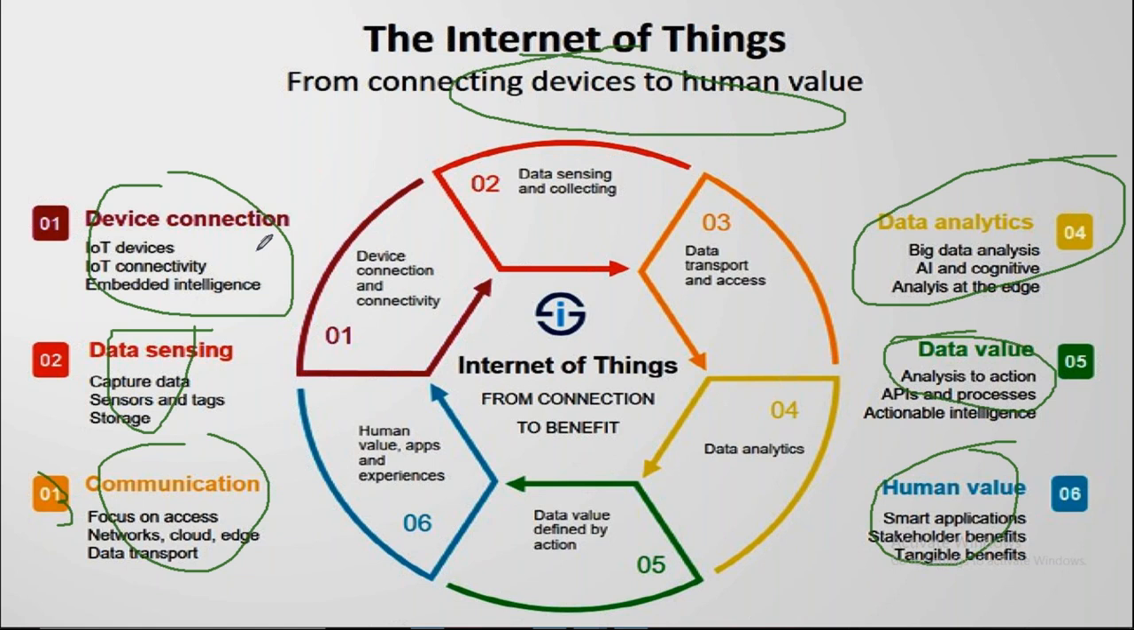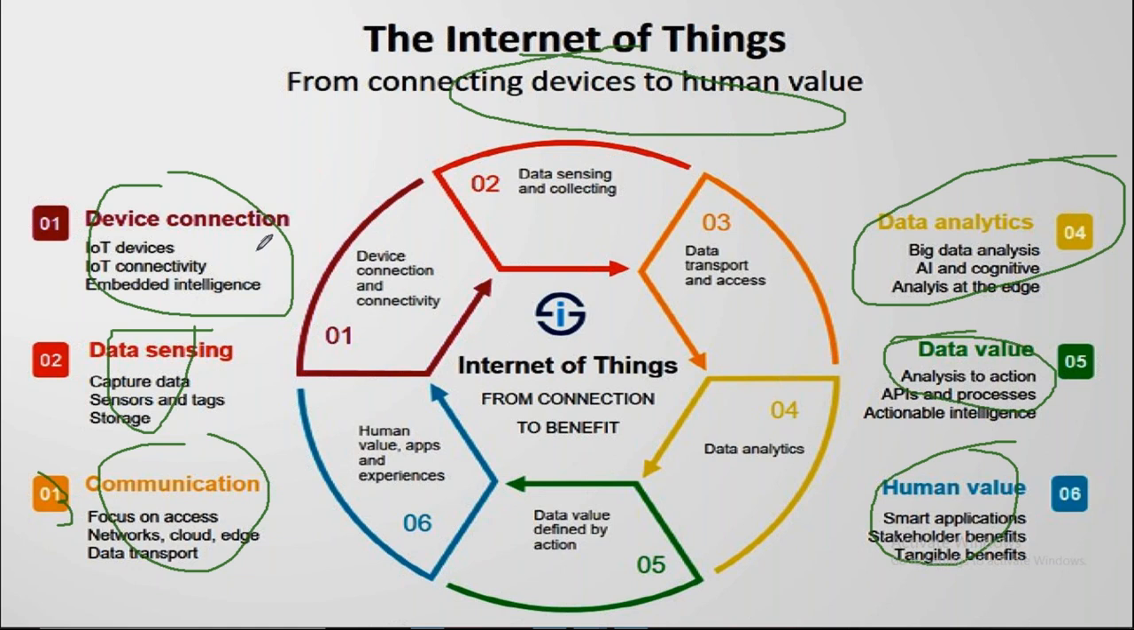Now device connection. That's IoT devices, then IoT connectivity, then embedded intelligence. I told you the first and foremost component of IoT is interconnectivity, that means interconnection of devices. Interconnectivity is what you have to take care of in IoT, with the help of the internet, devices, some process, some system, some hardware and some software. You have to bring the interconnectivity.